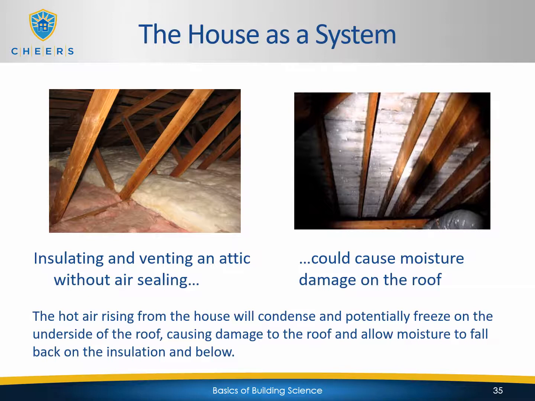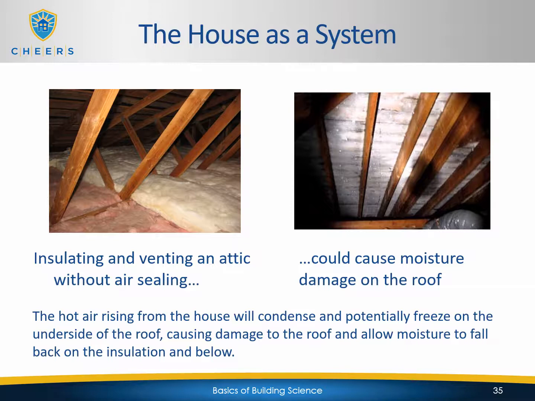And these are additional examples. Insulating and venting an attic without air sealing could cause moisture damage on the roof. If you're not air sealing, it means that you're stopping heat transfer, but not air movement. So the hot air rising from the house will condense and potentially freeze on the underside of the roof, causing damage to the roof and allowing moisture to fall back on the insulation and below.